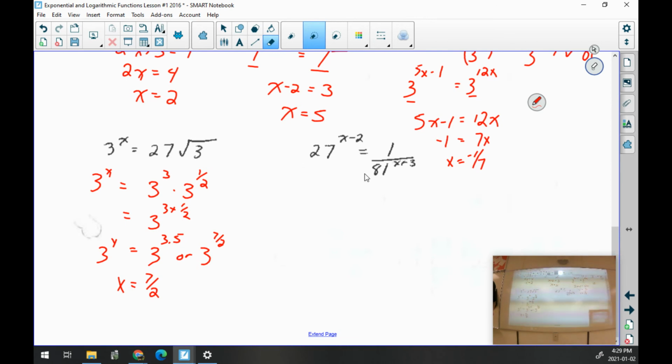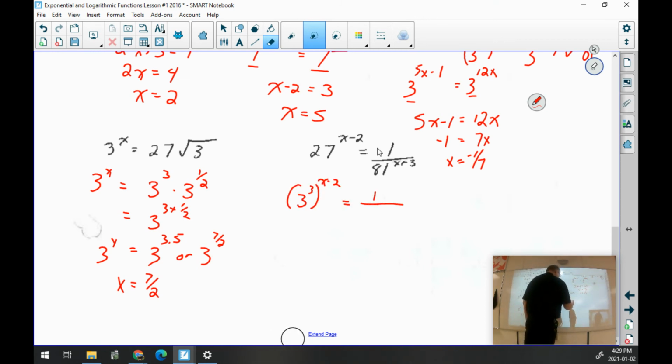I can't write 81 as a power of 27 without going into fractional exponents. I don't want to do that. But I do recognize that 3 cubed is 27, and 3 to the power of 4 is 81. So we're going to write these both as powers of 3. So we have 3 cubed to the x minus 2, equals 1 over 3 to the 4, x plus 3.